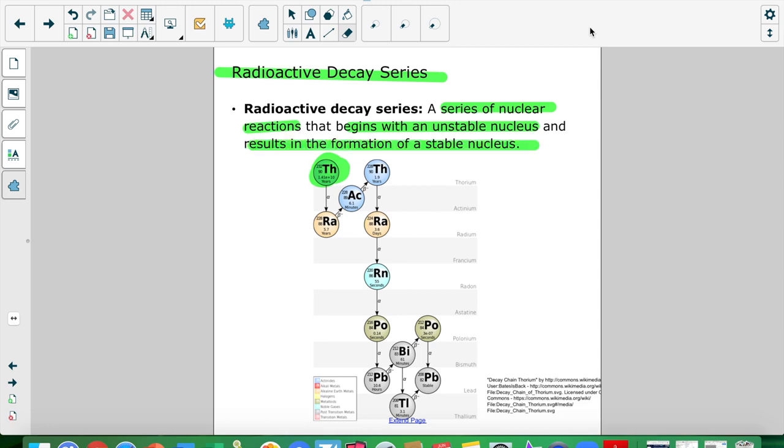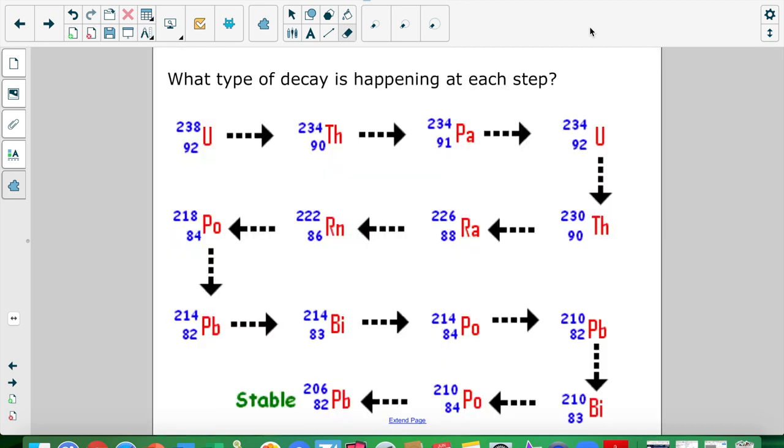So the initial unstable nucleus transmutes into another nucleus by releasing, in this case, alpha radiation. Then this new isotope is still radioactive, so it transmutes into another one, in this case releasing beta radiation. Then this one is unstable and does the same. It releases beta radiation to form another one, and that keeps happening until we reach a point where the last isotope that is formed is a stable isotope, which in this case would be lead.